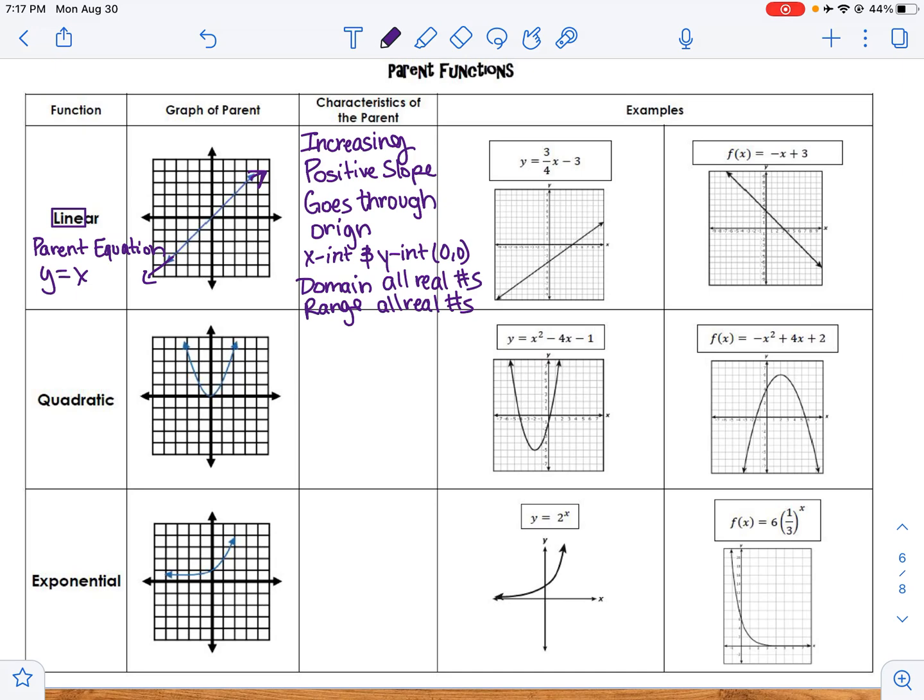Looking at this example, it's going up from left to right, which means it's increasing. And it has a positive slope. Looking at the second example, it is going down from left to right, which means it's decreasing. And it has a negative slope.